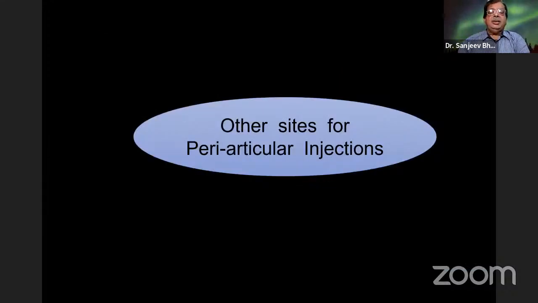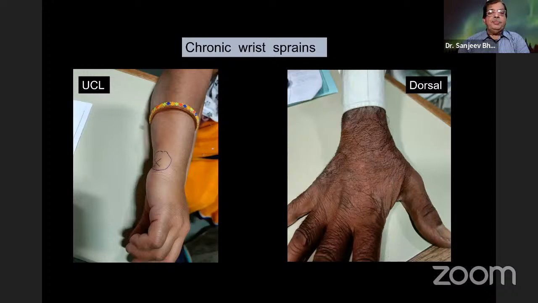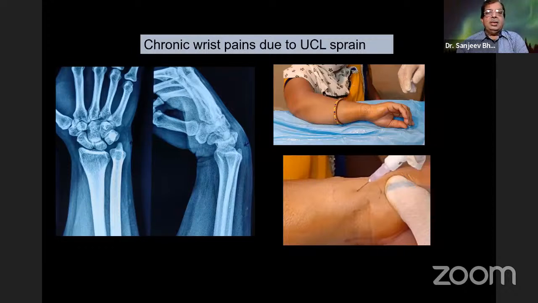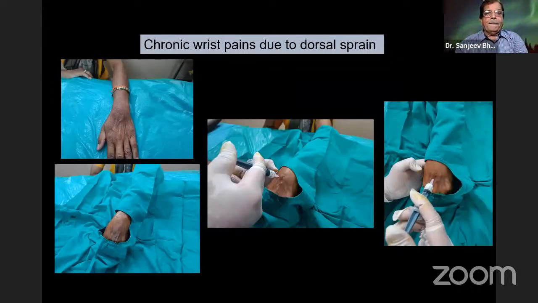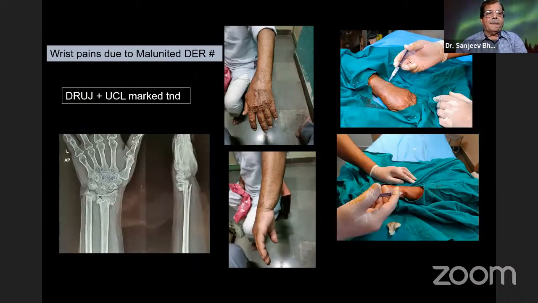Other sites for periarticular injections are chronic wrist sprains. Many times patients come with chronic ulnar collateral ligament sprains. They have typical tenderness there, and supination and pronation are severely painful at the terminal range. Another is dorsal wrist sprains. So this is a chronic wrist sprain due to ulnar collateral ligament sprain. And this is another case with a dorsal sprain where I am injecting in the dorsal ligament.